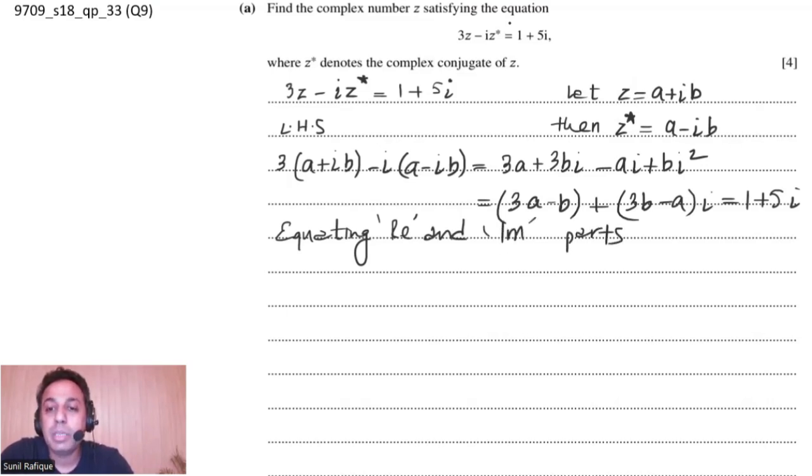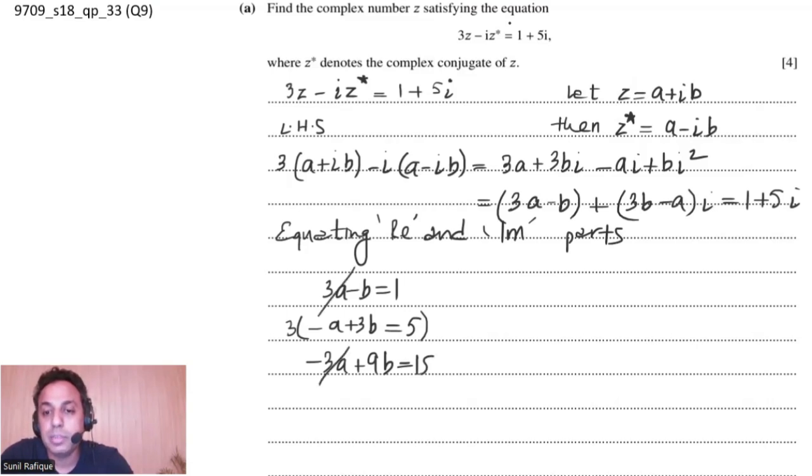So that will give me 3a minus b equals 1. And the other one, let's write it like this, minus a plus 3b equals 5. Now I can just solve these equations to get the value of z. If I multiply the lower equation by 3, negative 3a plus 9b equals 15. Add these, it's going to be 8b equals 16. So b is 2.